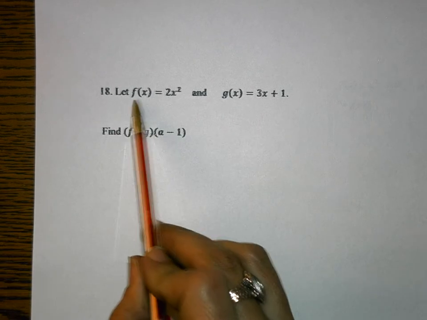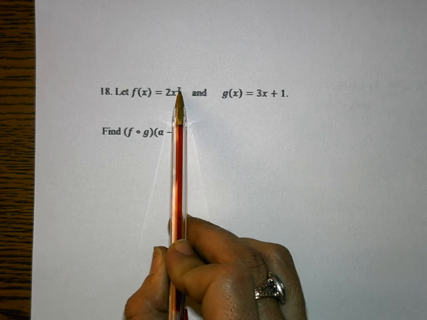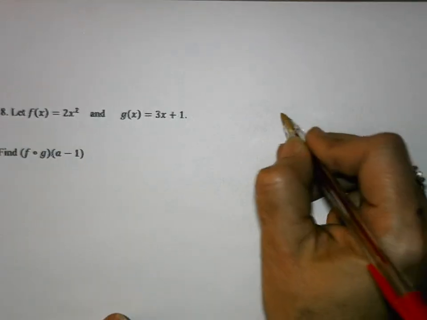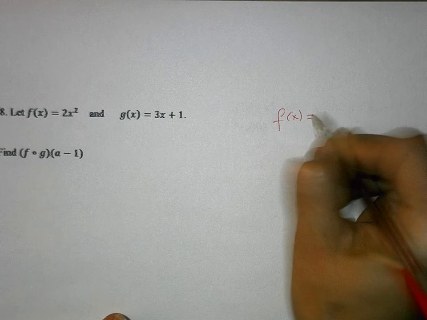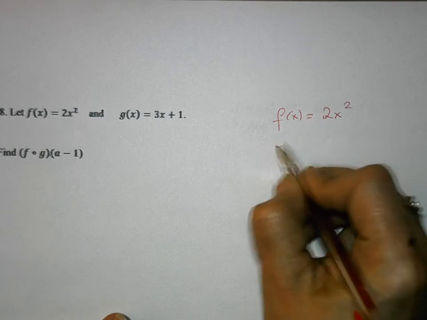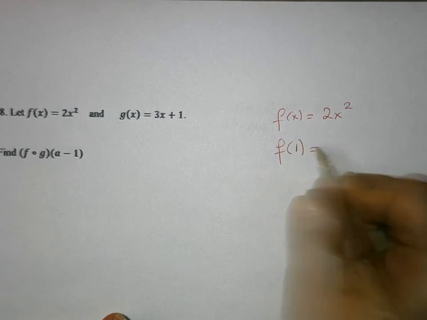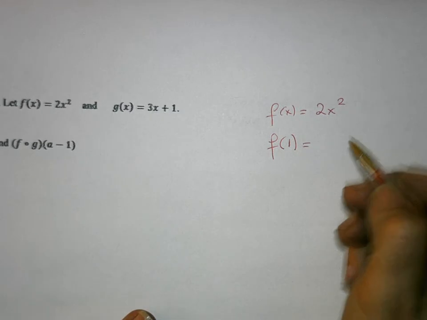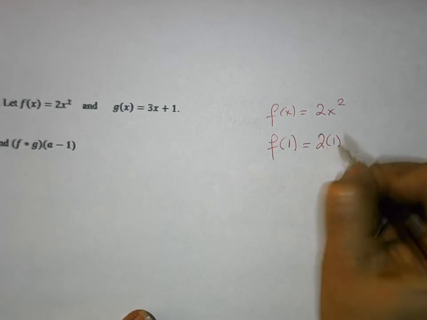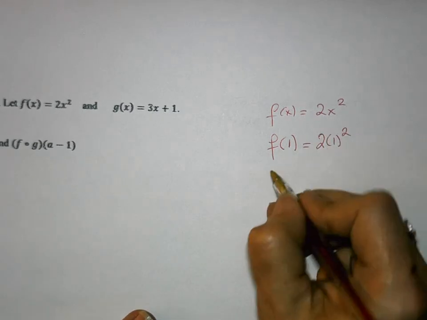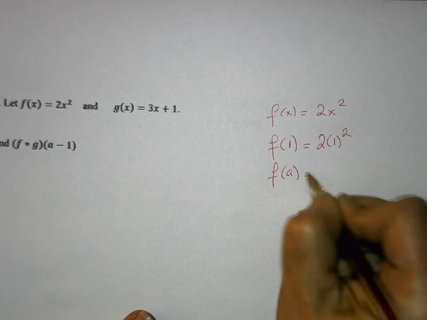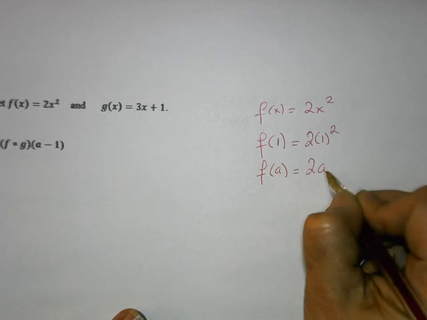So let f of x be 2x squared. Let's play with f of x just for a little bit here on the side, okay? So f of x is 2x squared. If I wanted f of 1, then I'm replacing the x with a 1. I would do 2 times 1 squared. Okay? If I want f of a, then I would do 2 times a and square it.